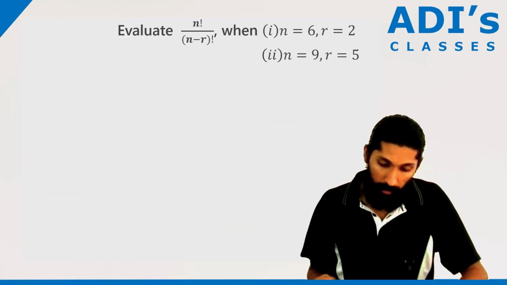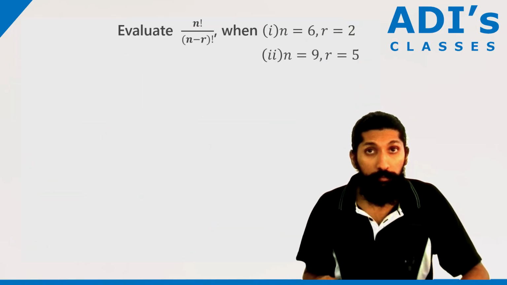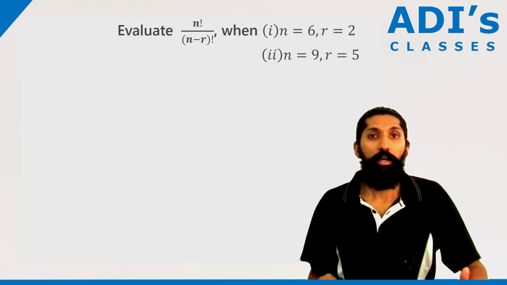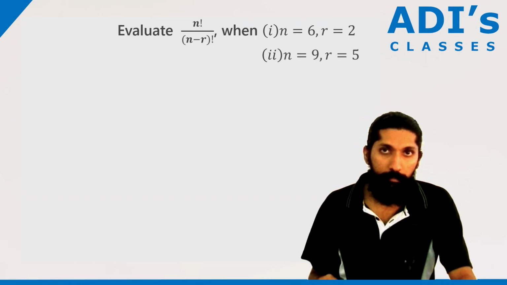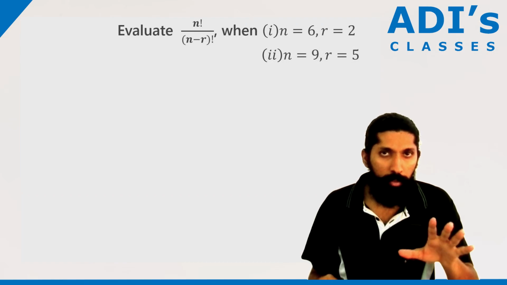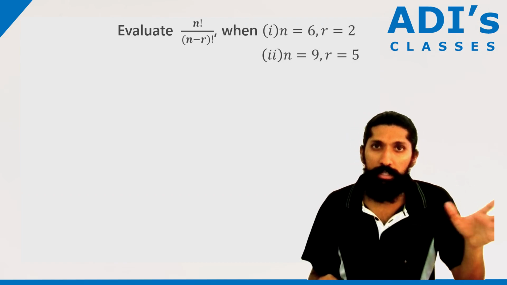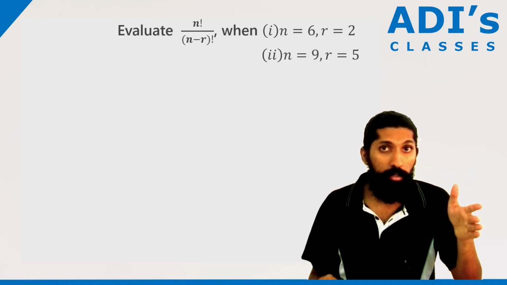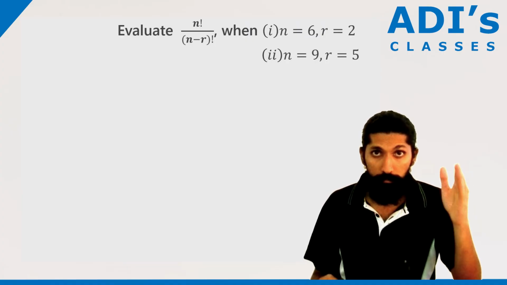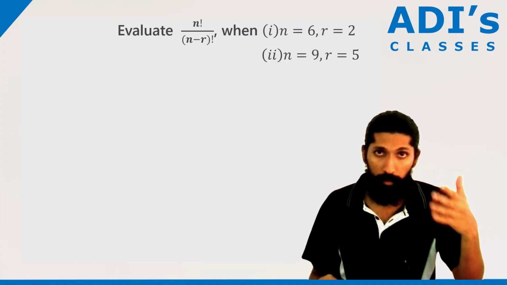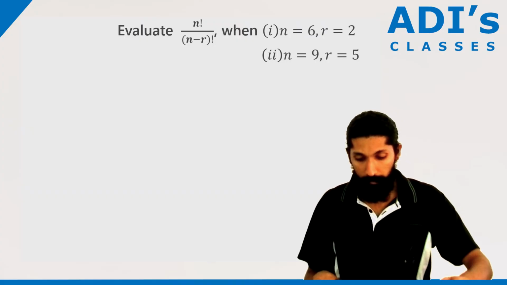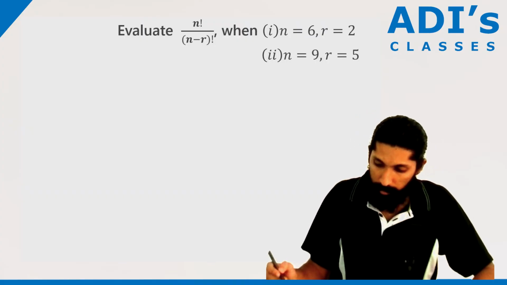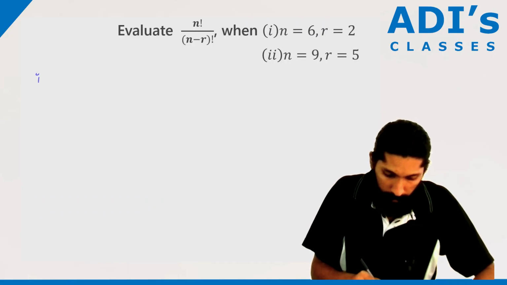Let's go for the next problem. See the next one. n factorial by n minus r factorial. You have to evaluate when n is equal to 6 and r is equal to 2. Guys, I'm sure you can do it very easily. I'll give you maybe around 5 to 10 seconds of head start before I start. So go ahead. Pause the video if you want. Finish this problem. Now I'm going to solve this one. You have n is equal to 6. So there are 2 sub questions, correct? Let's start with the first sub question.